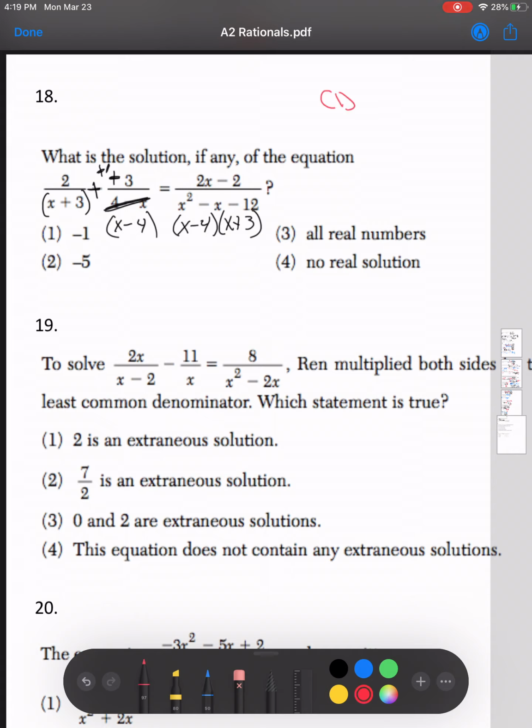Common denominator is just both parentheses. So first one gets multiplied by the x minus 4.